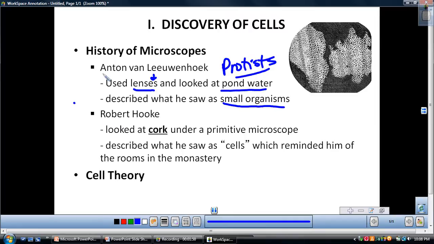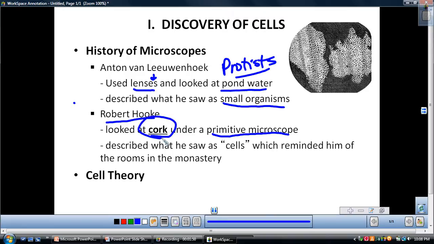Once you have the discovery and scientists start recording their information in the journal, other scientists want to come and repeat that experiment. Robert Hooke didn't really repeat the pond water experiment, but he took the first primitive microscope that was available, because you have the invention of the first microscope after von Leeuwenhoek using lenses. The microscopes got a little bit better, and he looked at cork.